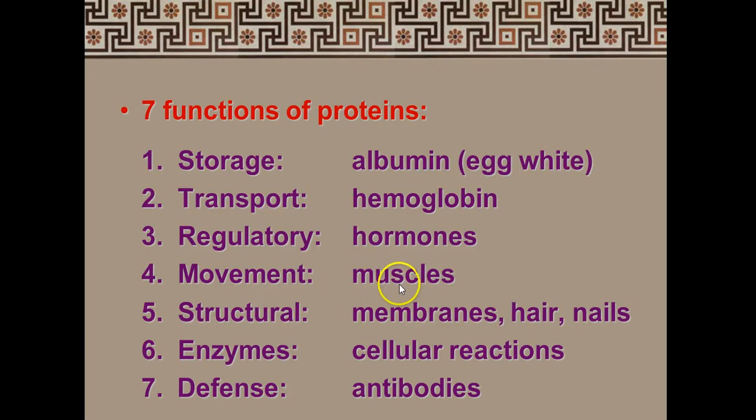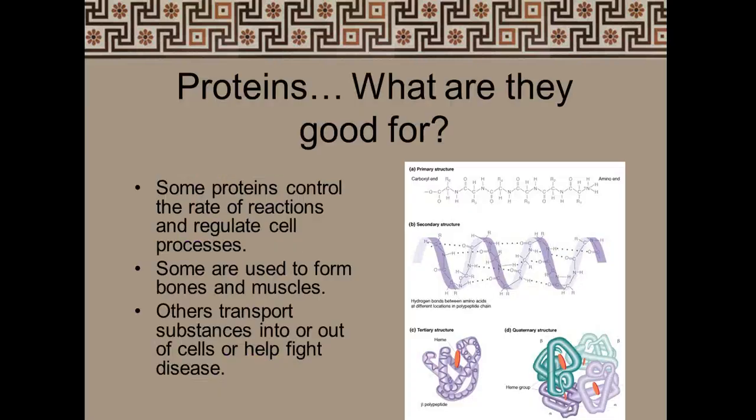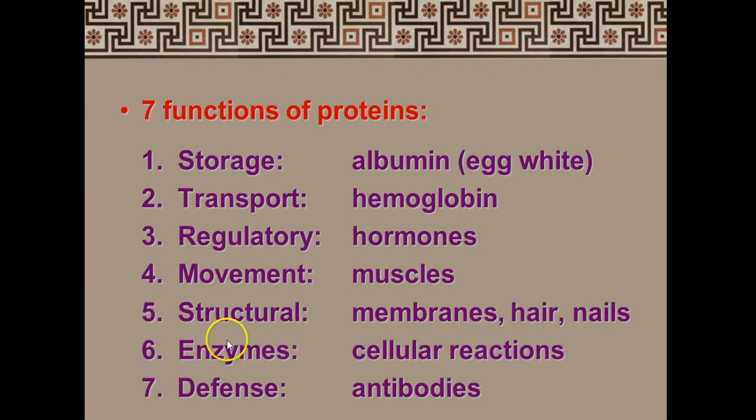When we're eating meat, more than likely we are eating an animal muscle. Structural, makes up membranes. Enzymes, where cellular reactions take place, and then we have defense, which makes up our antibodies, our immune system. But I really want you guys to remember this number 6, because that's going to be very important in this chapter, enzymes.